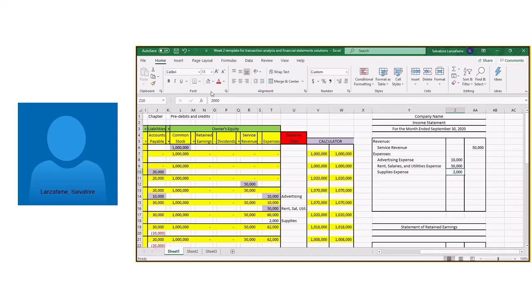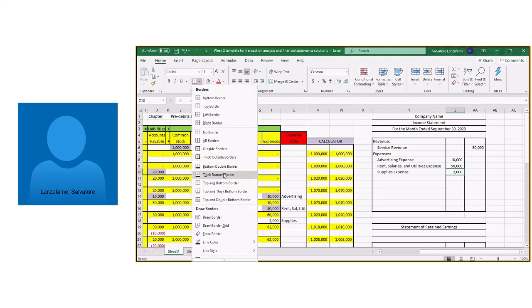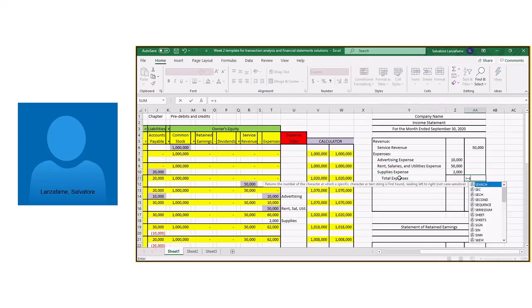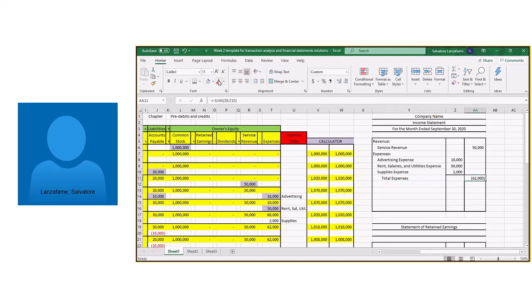We would need a math line. I like to use borders when I do my math line. I like a thick bottom border. So now it shows like I got a math line in there. Getting my total expenses, I'm going to add the 10, the 50, and the 2. There's that 62,000 that we saw in the chart. I need a math line. And now 50,000 subtract 62. There's that $12,000 net loss that we've been seeing all along.